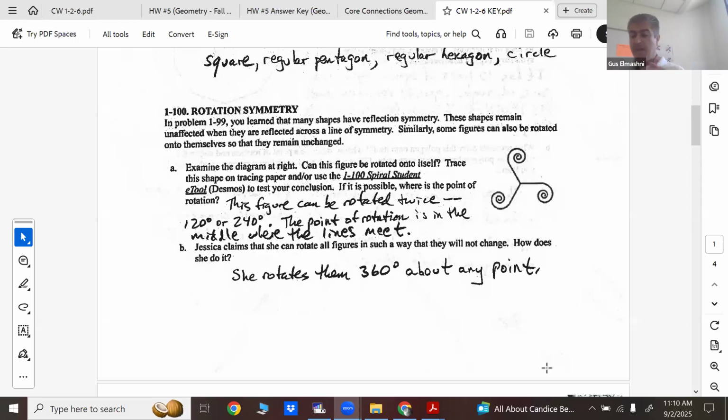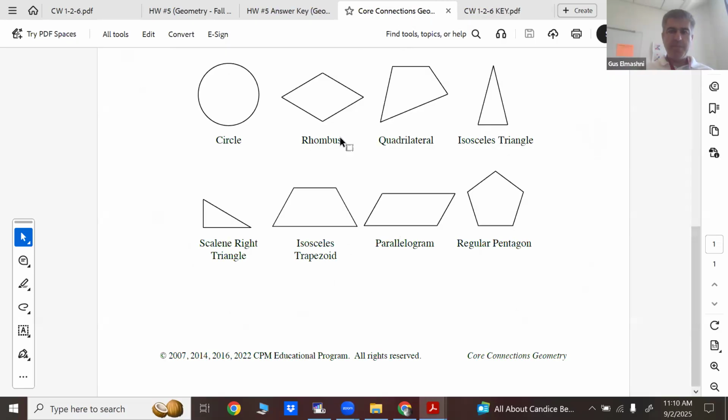Okay, now that you know about this, try part C and D. Using your reference sheet again, which ones have rotation symmetry? Part C is asking you which ones have any kind of rotation symmetry, and part D is specifically asking about 90-degree rotation symmetry. So go and try part C and D now. I'll show the answer in a moment.